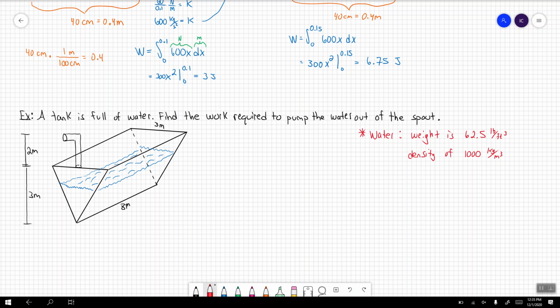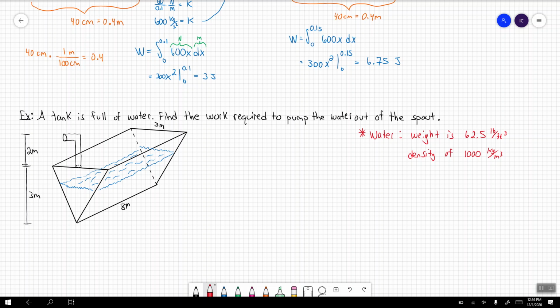Now that I have this, I want to figure out, at every single height for this 3 meter trough, remember, this is full of water, so the water goes all the way up top. I didn't depict the water all the way up top because I want to figure out at what point we can calculate a certain force that is needed to move that amount of water out of the tank.